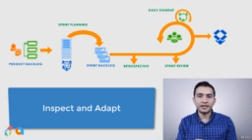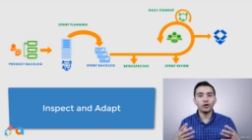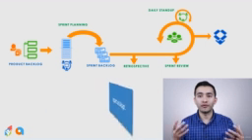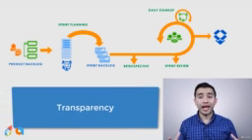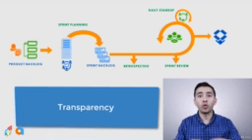Not only can you inspect and adapt on the problems that you're solving, you can also inspect and adapt on how the team is doing and how the team is leveraging the Scrum framework. Transparency, on the other hand, makes the Scrum framework very effective because all the roles, responsibilities, and meetings in Scrum are designed so that the team can be more transparent about how they're working and what they're working on.